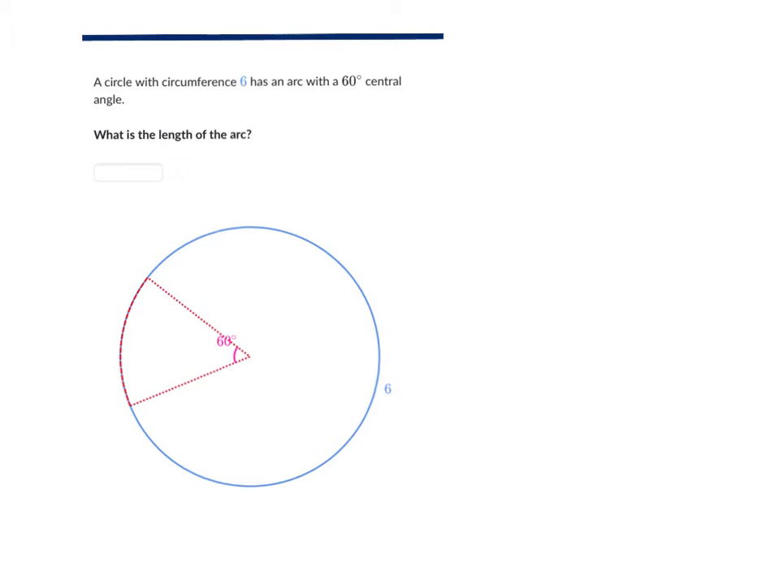Okay, so this question is asking for the length of the arc, which is another way of saying the arc length. And in your notes, I actually gave you guys an arc length formula. It looks something like this. You've got to take the angle, the central angle is what that is. Whatever the central angle is, that's the angle that we're talking about. Put that over 360 degrees.